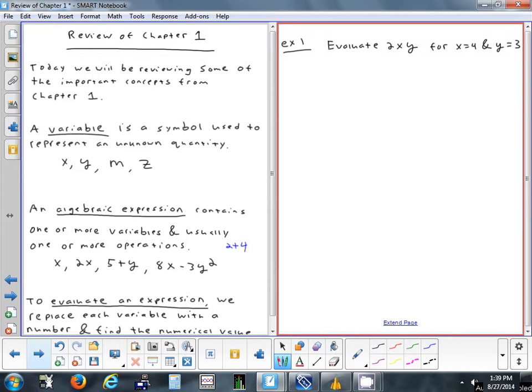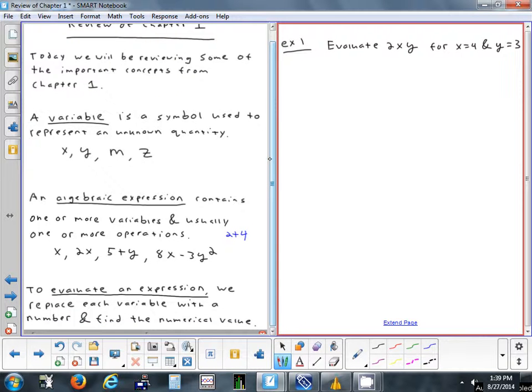Okay, I'll show you guys an example. We're going to evaluate this expression, 2xy. And we wrote down what we want you to evaluate it for. Okay? We want you to let x equal 4 and let y equal 3. Okay, I'm going to make that a little bigger, but does everybody have what it means to evaluate an expression? You got it? Okay.